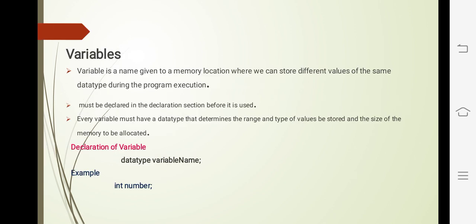Next is variables. A variable is a name given to a memory location where we can store different values of the same data type during the program execution. It must be declared before it is used. Every variable must have a data type that determines the range and type of the values to be stored and the size of the memory to be allocated to that variable. Declaration of a variable is: data type, space, variable name. Example, int number is a variable used in C programming.